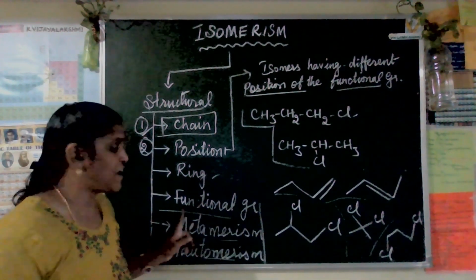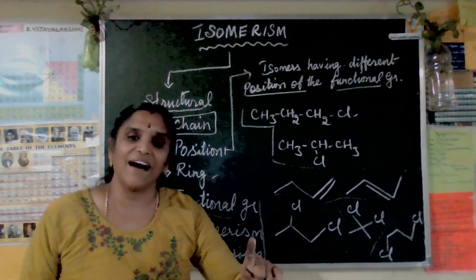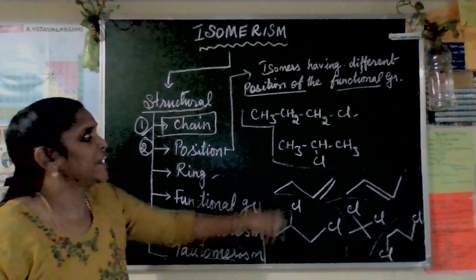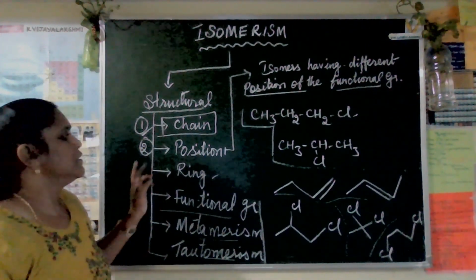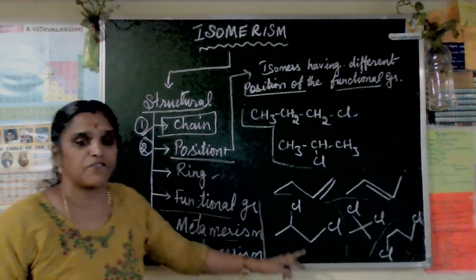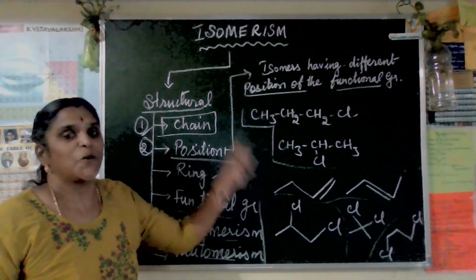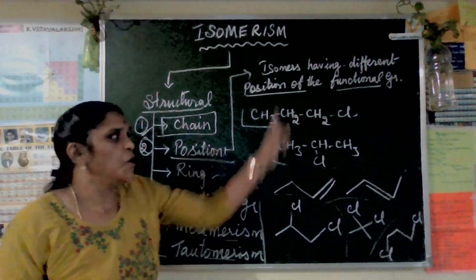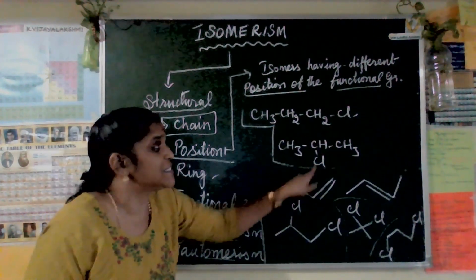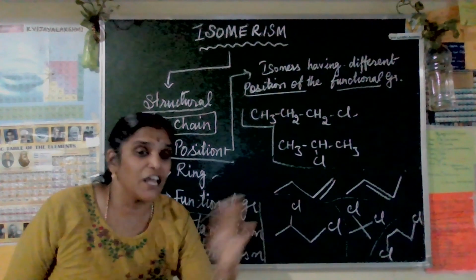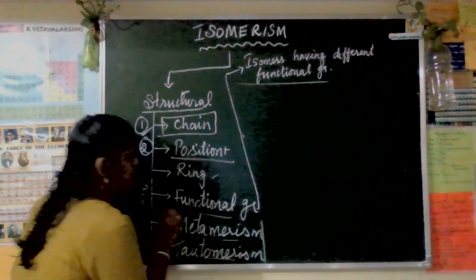But when we come to the next one, only the functional group will vary. For example, here alcohol, ether. Hope you're clear with this isomer of the position of the functional group. As we go on, you will come to know how it has changed. Hope you're clear with this positional isomer. The position will be changed, but the same functional group only. Position only will be changed. Now, the next one, functional isomers.